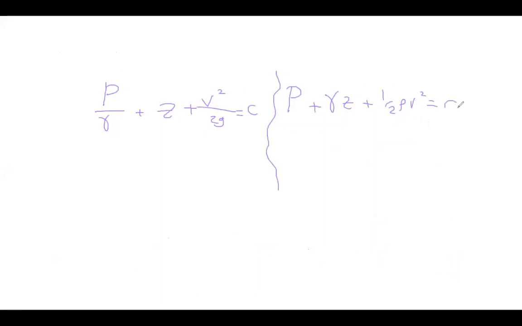At the end we have P over gamma plus Z plus V square over 2g equal constant, and also P plus gamma Z plus half rho V square equal to constant, both the same. As mentioned in the slides, this is the piezometric head. This is mentioned for static head, plus this for velocity head. This is mentioned for dynamic head, equal total head.